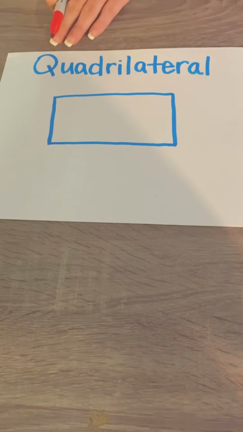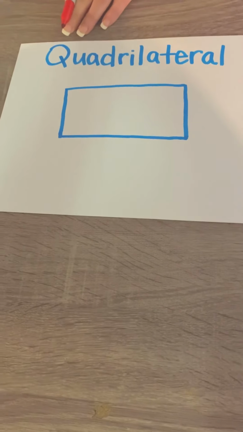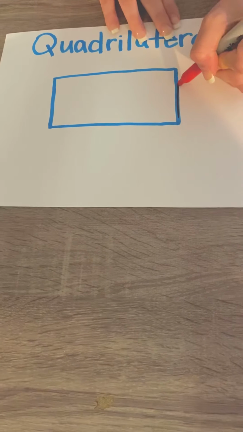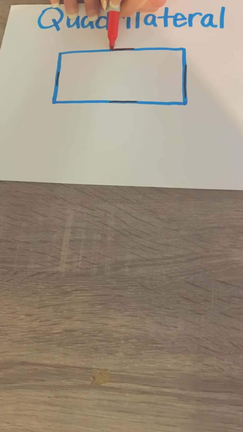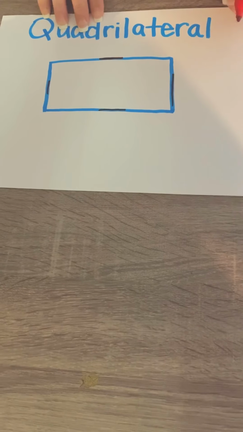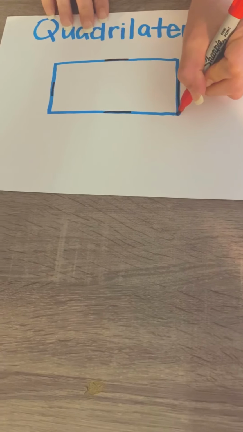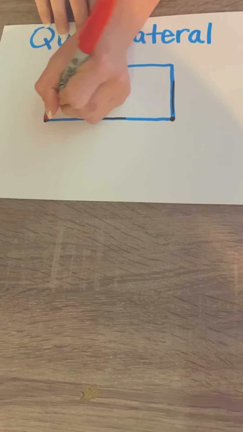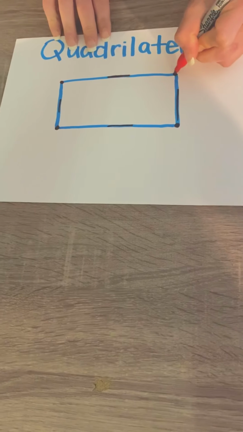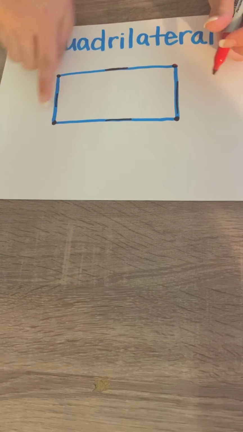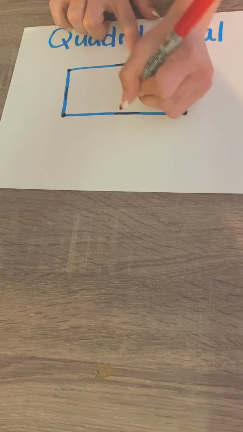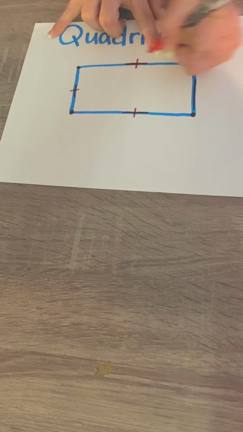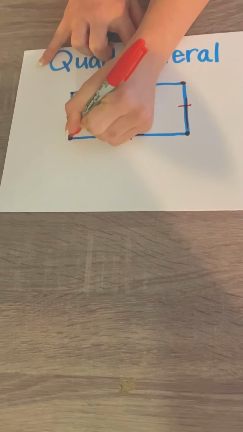So the first one that we're going to talk about is a quadrilateral. A quadrilateral has 4 edges. These are my edges. This is a rectangle, so a rectangle is considered a quadrilateral. It also has 4 vertices, which are my corners. Your vertices are your corners. So your edges are your sides, and your vertices are your corners. So a quadrilateral has 4 edges or sides and 4 corners.